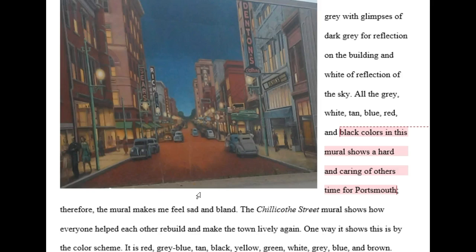Just saying that the gray, white, tan, blue, red, and black colors show a hard time in caring for each other in Portsmouth, that's a tough sentence. That explanation has to happen. And I'm not exactly sure what the fix is there.